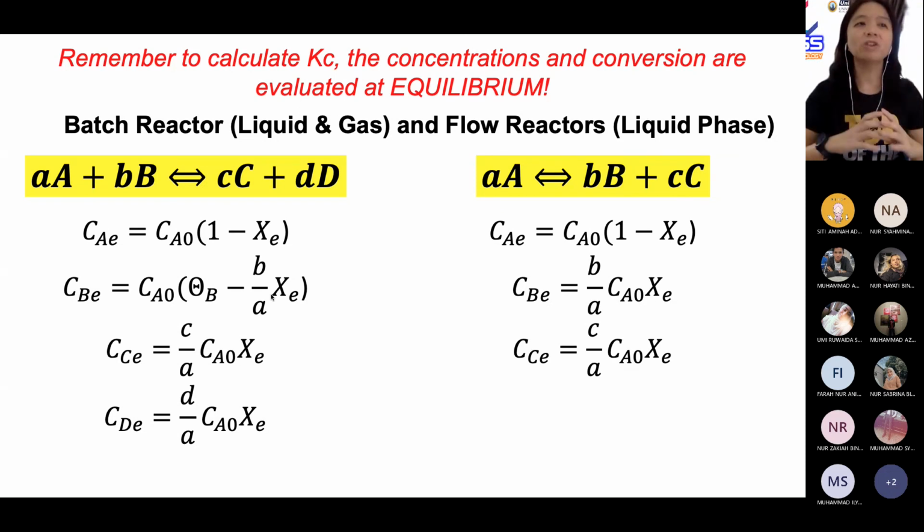So bila kita nak kira equilibrium conversion tu, kamu kena apply balik apa yang kamu belajar tadi. Kalau dia adalah batch and liquid flow, okay, kita belajar kan Ca sama dengan Ca0 (1 minus X). Tapi kalau Ca pada equilibrium, dia menjadi Ca0 in bracket (1 minus Xe). X tu semua dah berubah menjadi Xe.